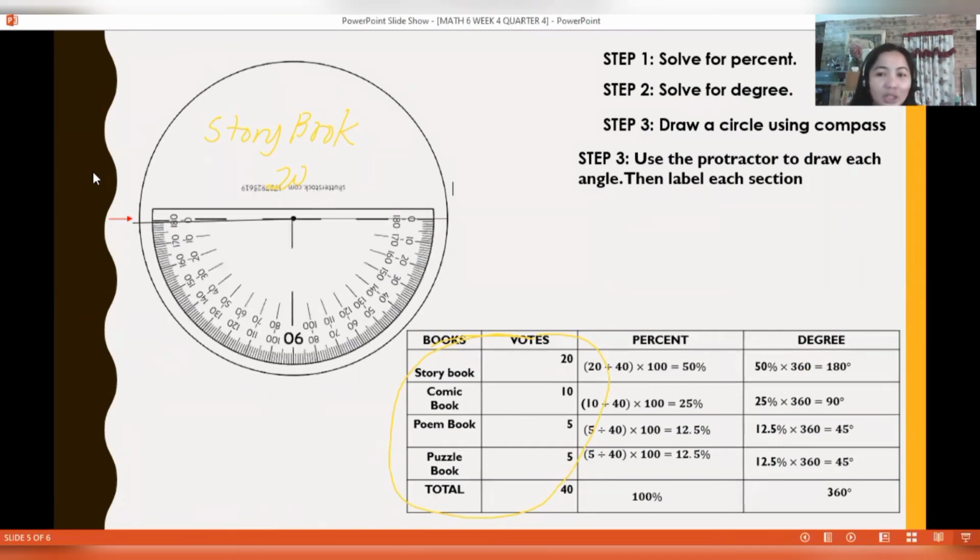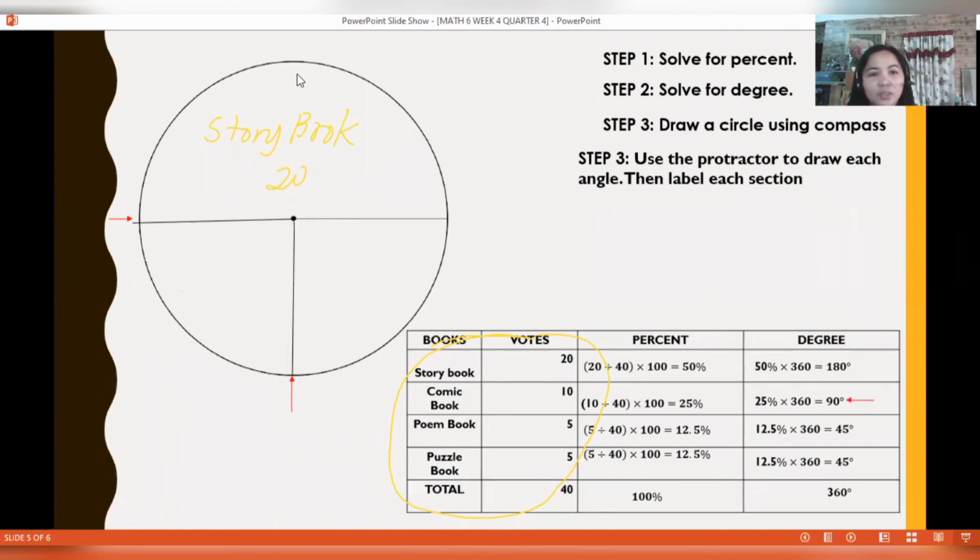So, ibinaliktad ko na yung protractor. Ang terminal line na niya, ito sa huli natin isisimula. Which is, hanapin natin yung comic book, 90 degrees. Ayan. 90 degrees is equivalent to right angle. Right angle. So, hanapin si 90 degrees. Ayun. And then put a line there. So, that is 90 degrees. So, ito naman, nagre-represent ito sa ating comic book, which is equal to 10 students.